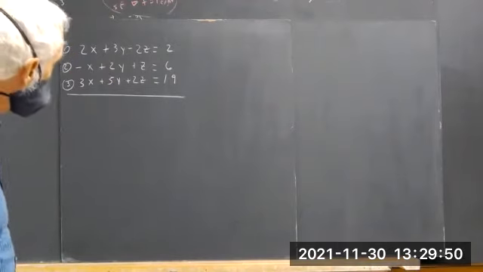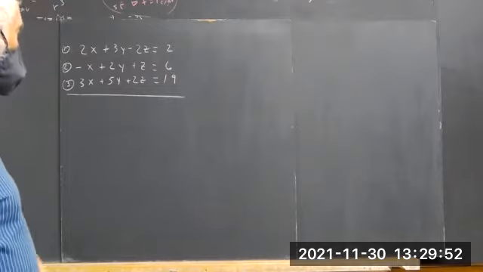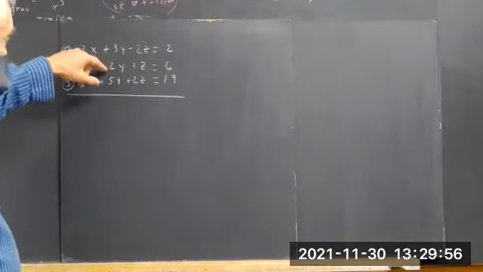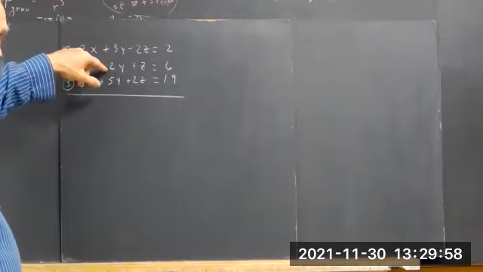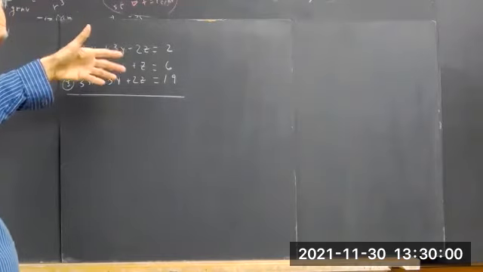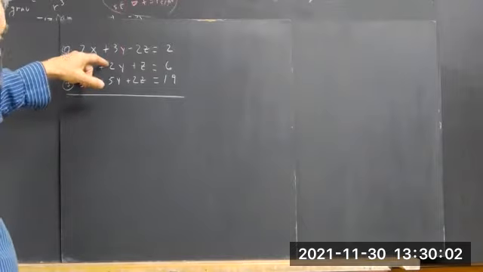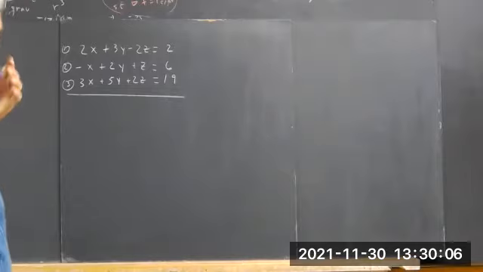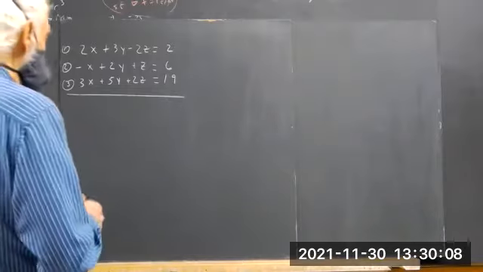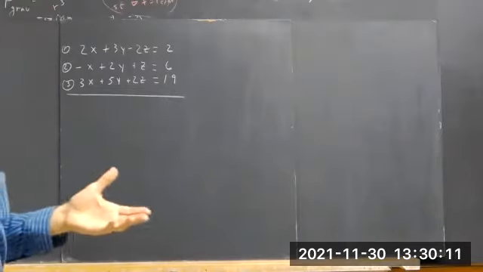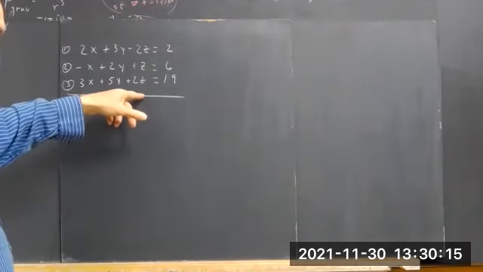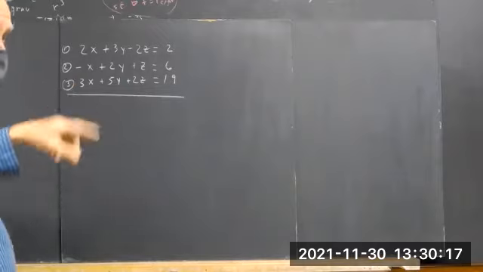You could choose to eliminate y, but it would involve slightly bigger numbers. We'd have to multiply this by 2 and this by 3. That's 2 multiplications. I would multiply this one by 5 and this one by negative 2, right? And then y would be eliminated. That's totally feasible. There's nothing wrong with that. It's just less work to eliminate z or x.